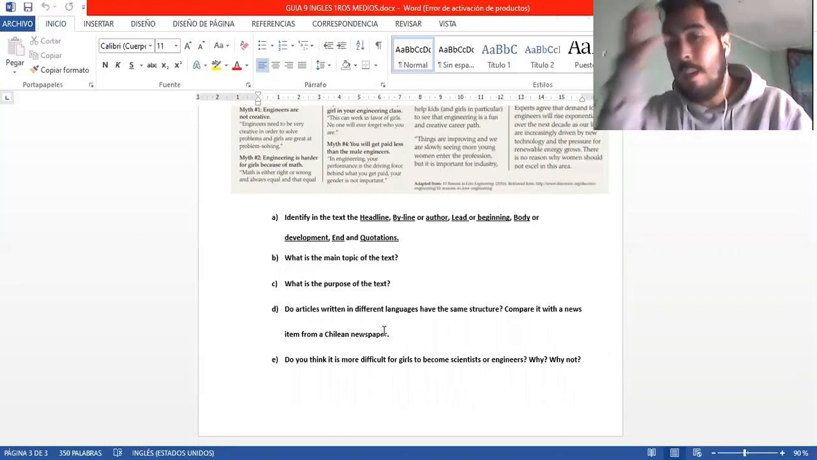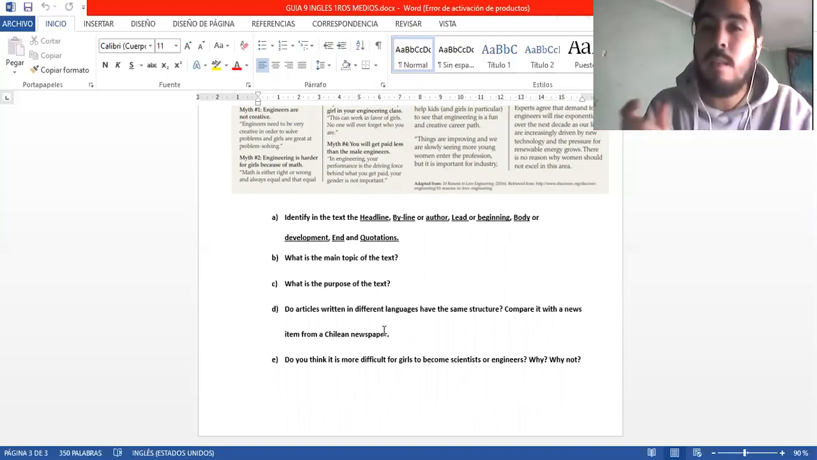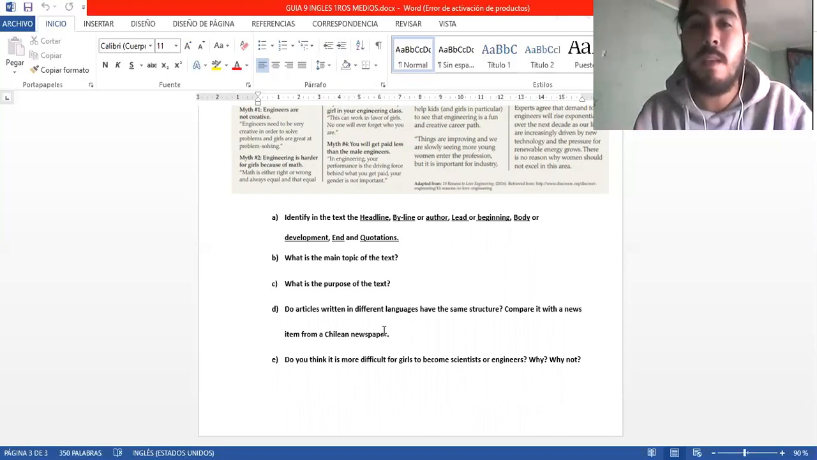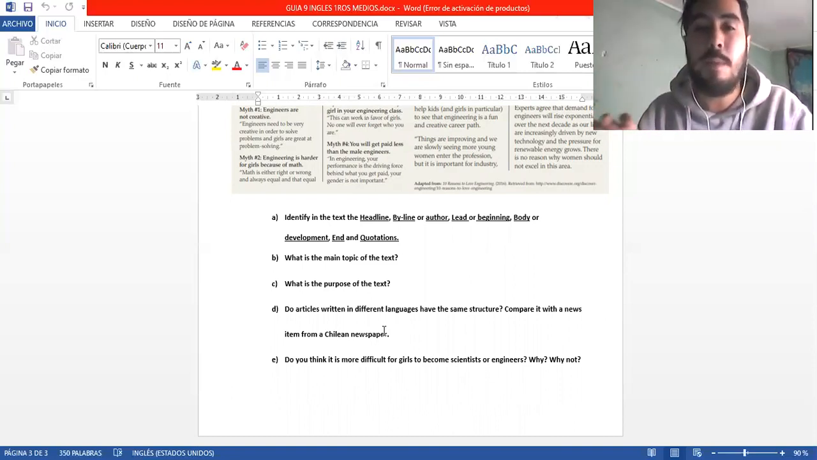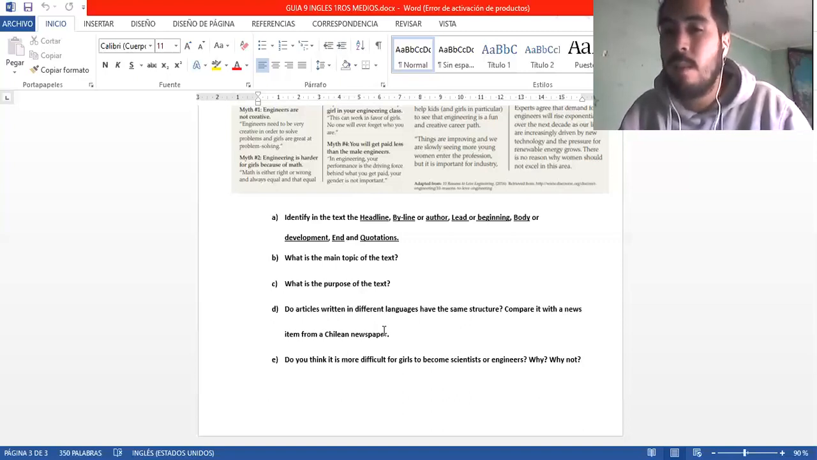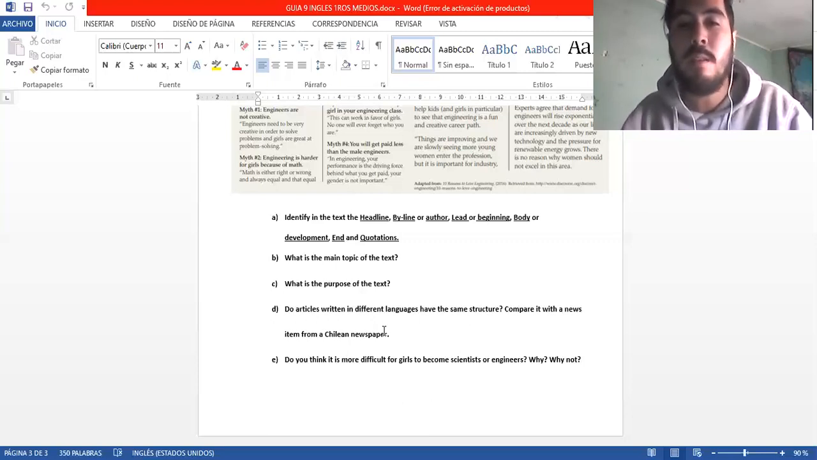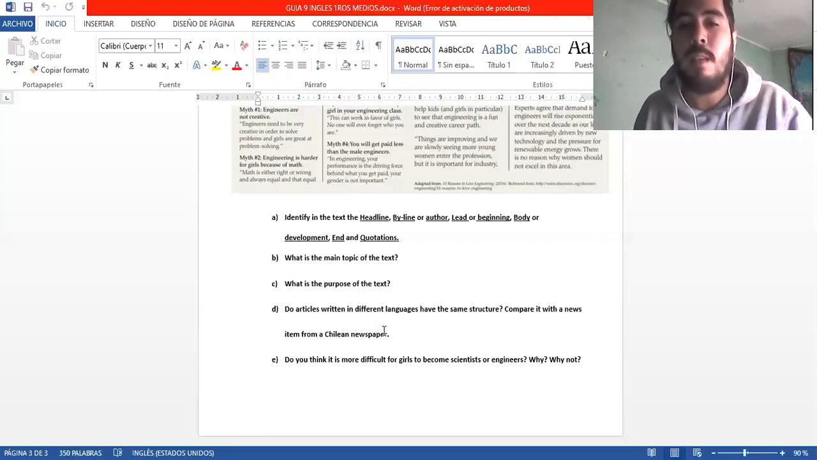Okay, letter A, identify in the text the headline, byline or author, lead or beginning, body or development, end and quotation. Okay, you have to identify the different parts of the newspaper. And then the letter B, what is the main topic of the text? C, what is the purpose of the text? D, do articles written in different languages have the same structure? Compare it with the news item from a Chilean newspaper. And the last one, E, do you think it's more difficult for girls to become scientists or engineers? Why and why not?